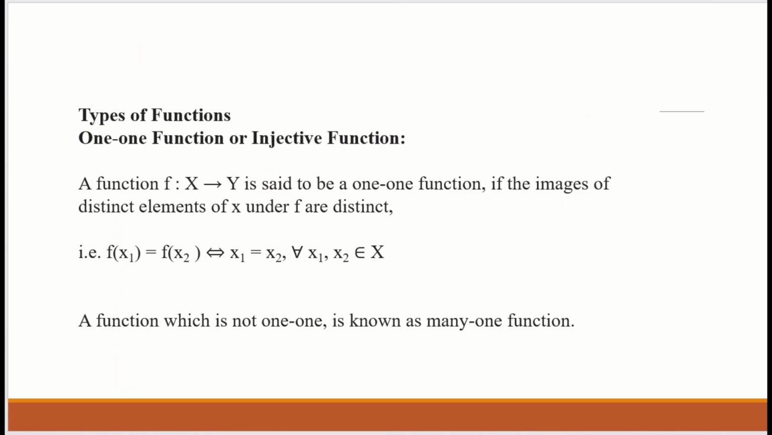Then we will come to the next concept, types of function. First one is one-one function, also called an injective function. What is an injective function? A function f from X to Y is said to be one-one if images of distinct elements of X under f are distinct. It means that every element of X has a distinct image in Y.